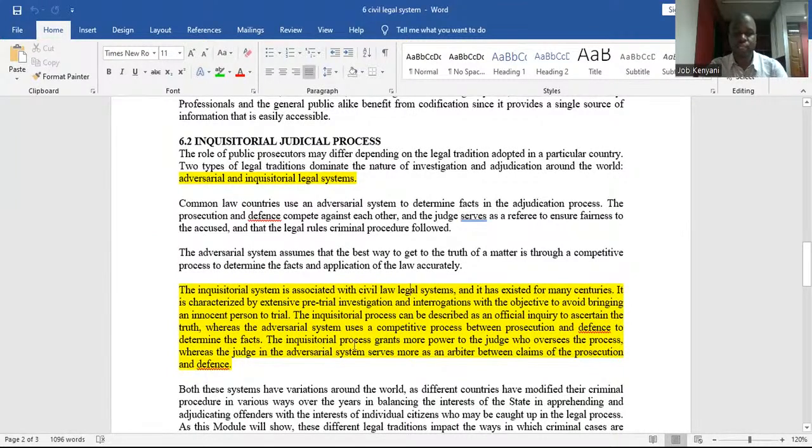The inquisitional process grants more power to the judge. Once the judge is able to see that the facts are according to what is provided for under the law, then he will be able to make the ruling or the judgment. The judge oversees the process, whereas the judge in the adversarial system serves more as an arbitrator or an arbiter between the claims of the prosecution and the defense.